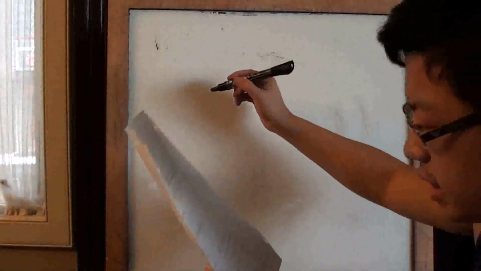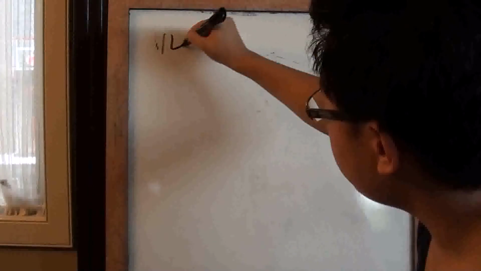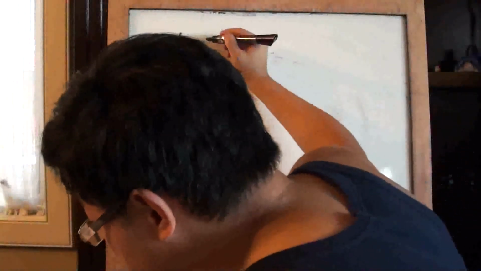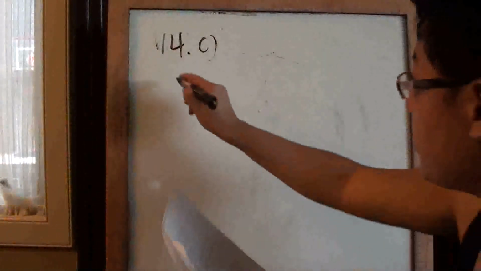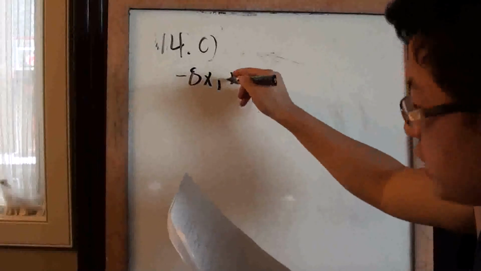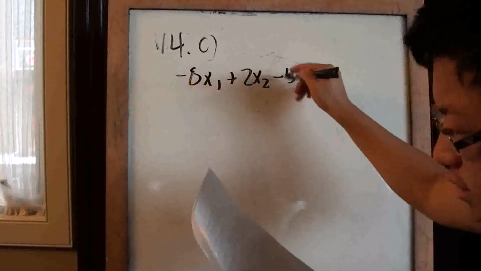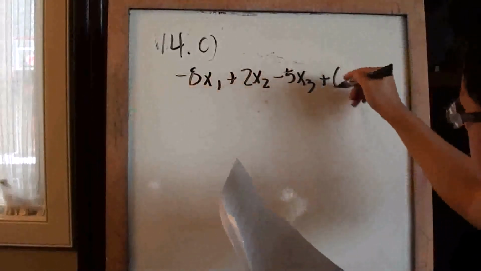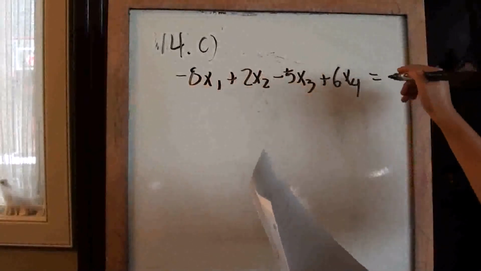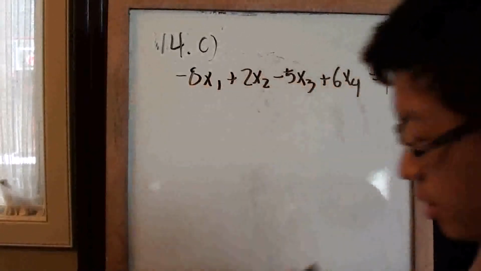Okay, so anyways, let's do 14, let's say C. 14c, so it's going to be negative 8x1 plus 2x2 minus 5x3 plus 6x4 equals 1.